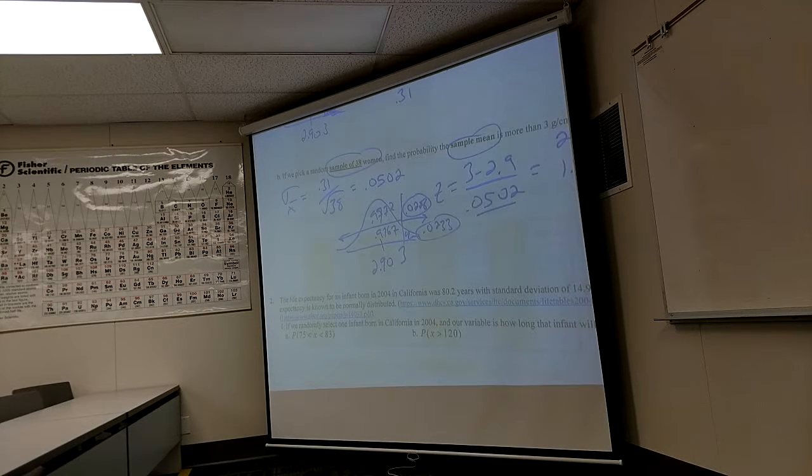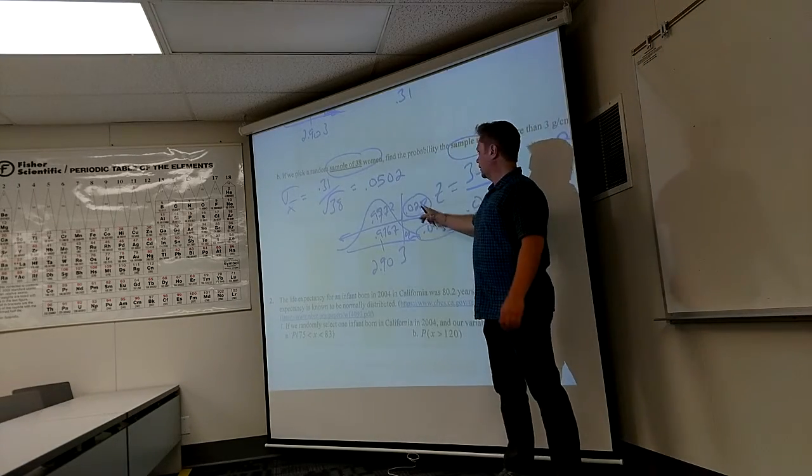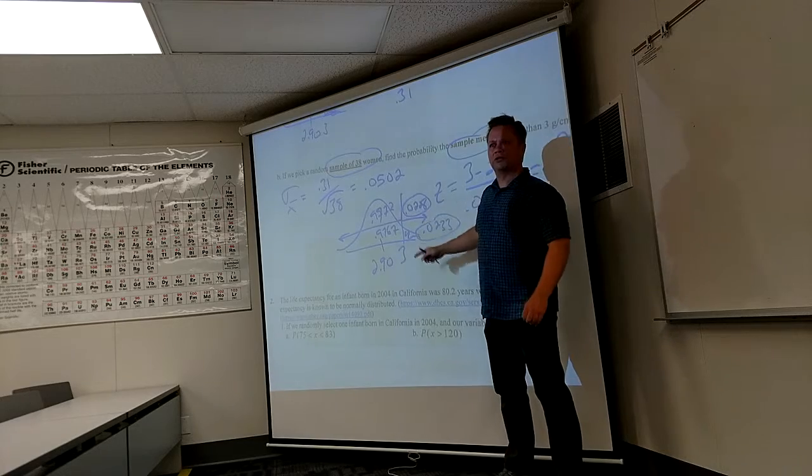Is that evidence that something changed with their bone density? How likely is it to find a group of 38 women that have more than 3 bone density? A little over 2% chance.